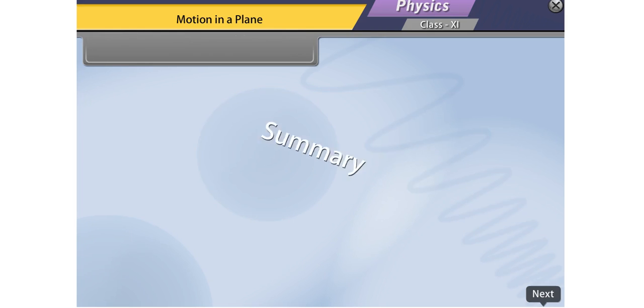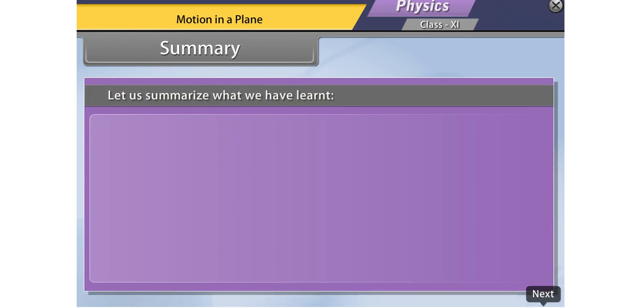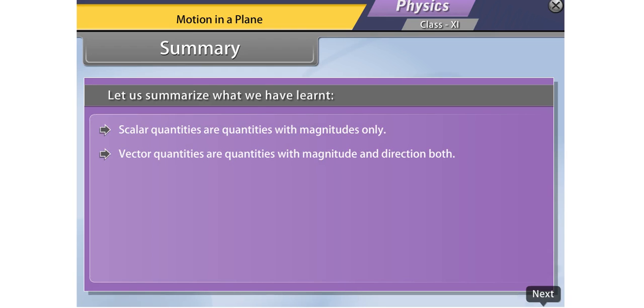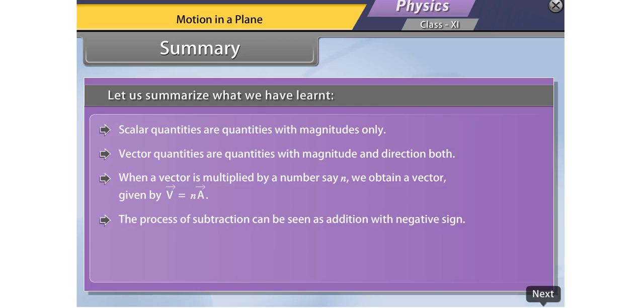Summary. Let us summarize what we have learned. Scalar quantities are quantities with magnitude only. Vector quantities are quantities with both magnitude and direction. When a vector A is multiplied by a number, say n, we obtain a vector v given by v vector equals n times A vector. The process of subtraction can be seen as addition with a negative sign.